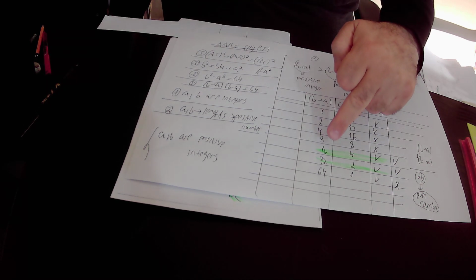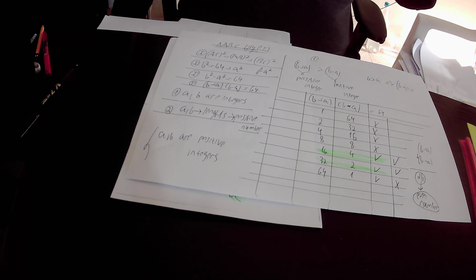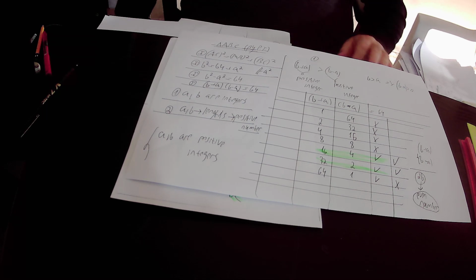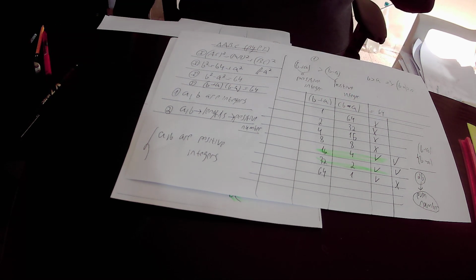So we have three possibilities for the solution of the question. And in the next step we will add b plus a to b minus a in order to find out if we have more options to cancel, all the options that we have here.